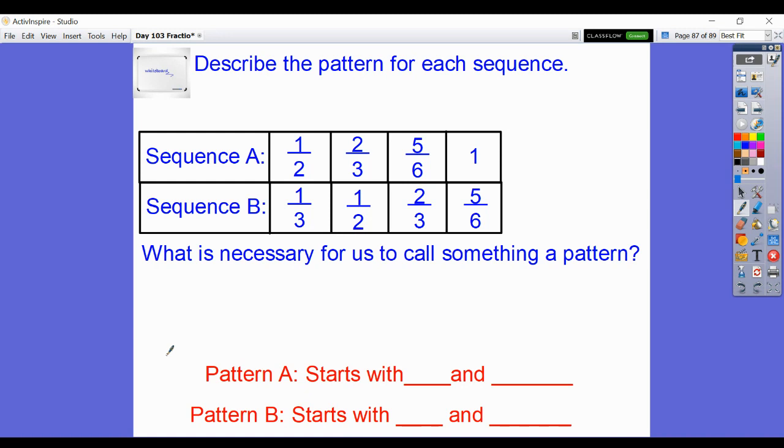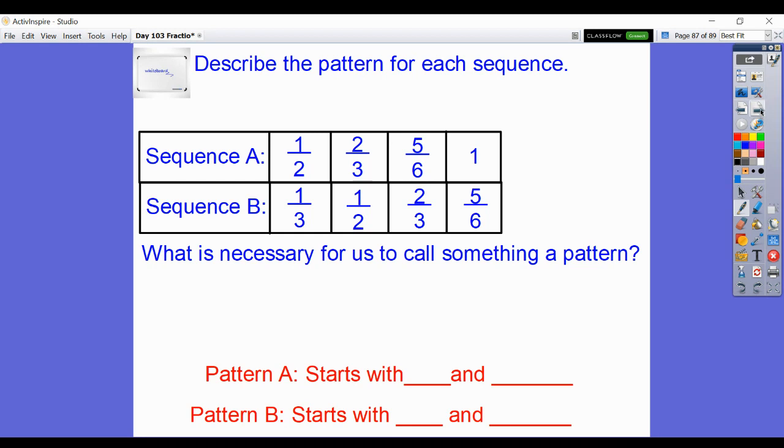Describe the pattern for each sequence. Sequence A: 1/2, 2/3, 5/6, 1. Sequence B: 1/3, 1/2, 2/3, 5/6. What is necessary for us to call something a pattern? It has to continue on and on and on in the same way. So pause here, see what you come up with. Pattern A starts with what and what is the rule? Pattern B starts with what and what is the pattern or rule? Pause here, answer that, and then come back and we'll discuss.